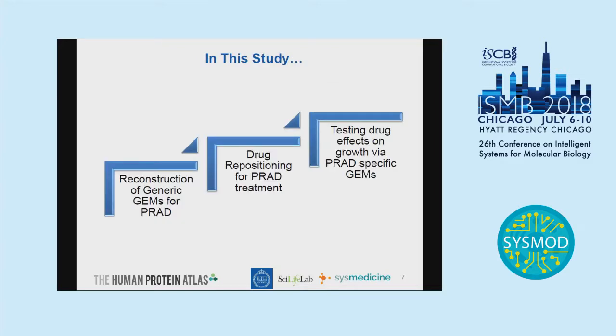In this study, the first thing that we aimed for was reconstruction of a generic genome-scale metabolic model for prostate cancer. And second thing, repurpose a drug for prostate cancer treatment. And the third thing that we would like to do is test these drugs' effects on tumor growth via the genome-scale metabolic model that we reconstructed.